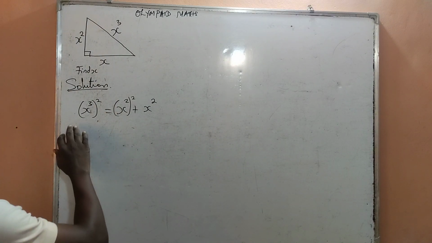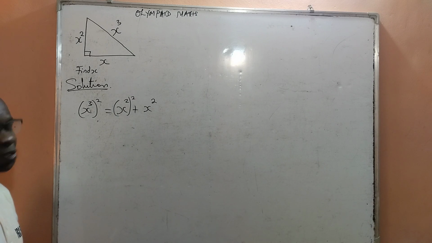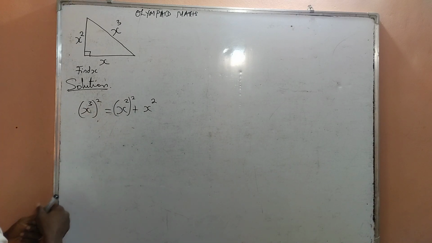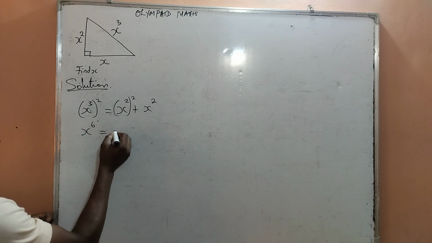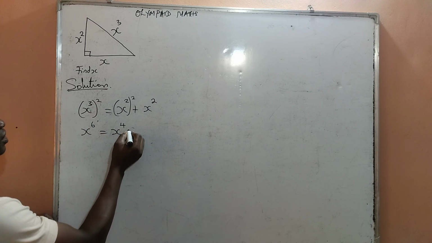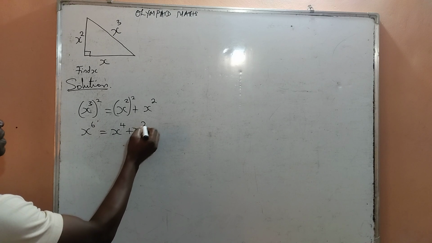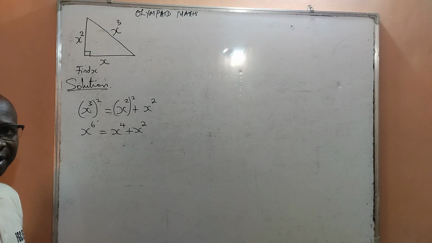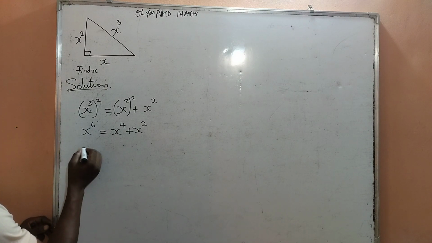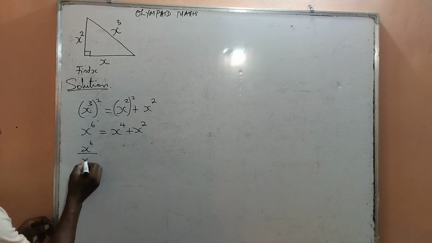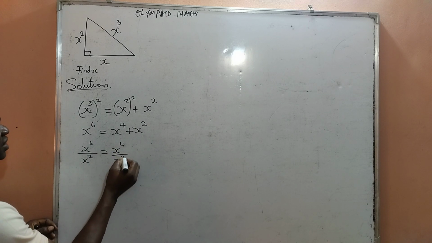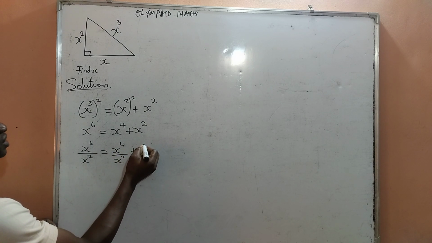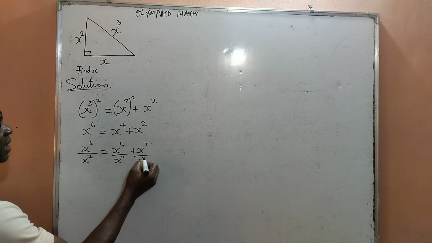Now, by the law of exponents, I will multiply the powers to have x raised to the power 6 equal to x raised to the power 4 plus x raised to the power 2. Let me divide all through by x raised to the power 2. That means I will have x raised to the power 6 over x raised to the power 2 equal to x raised to the power 4 over x raised to the power 2 plus x raised to the power 2 over x raised to the power 2.